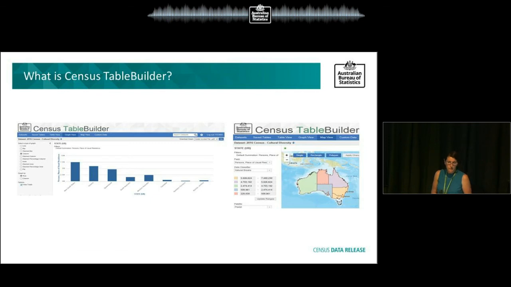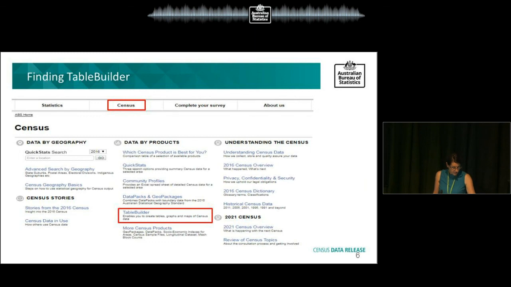So regardless of which version you use in Table Builder, we have our mapping and graphing functions available to you as well. But I'll show you that in a little while. So how do we find Table Builder? We go straight to the ABS website. We click on our Census tab at the top, and all of our data products are in the middle panel. Table Builder, you can see, is highlighted in red there.